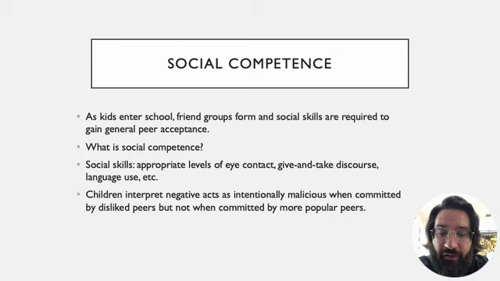Children interpret negative acts as intentionally malicious when committed by disliked peers, but not when committed by more popular peers. That's kind of interesting. I think that may be something to think about. Why would a kid interpret some sort of negative behavior, like being insulted or teased, as more intentionally malicious when it's committed by someone they dislike? When it's done by somebody who's more popular, we tend to overlook the negative, malicious intent behind that. I'll let you think a little bit more about that.